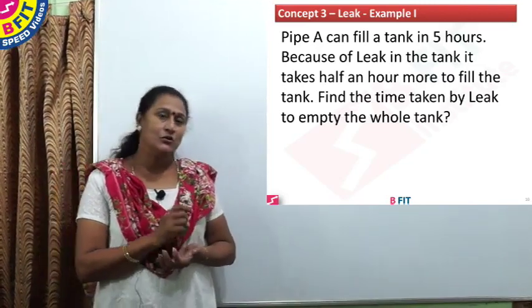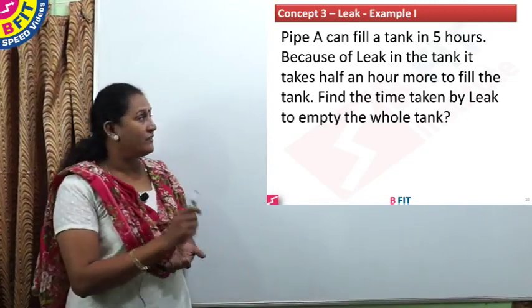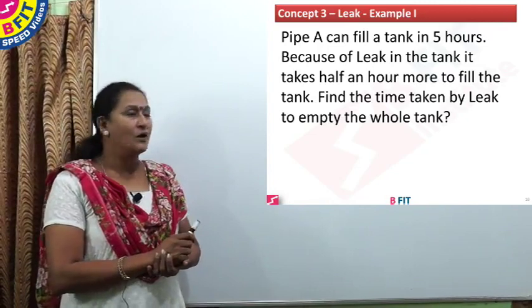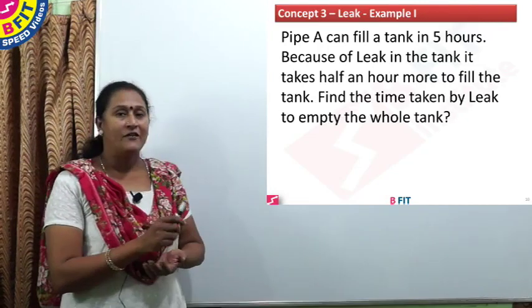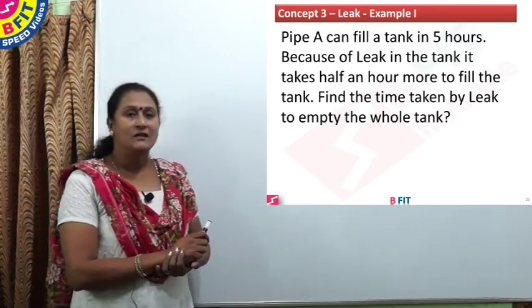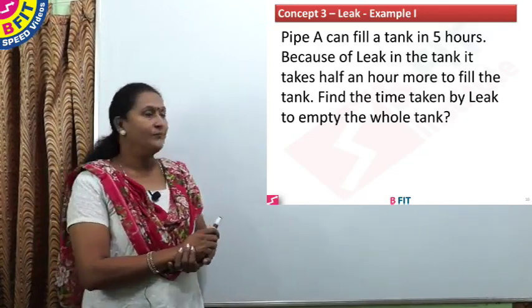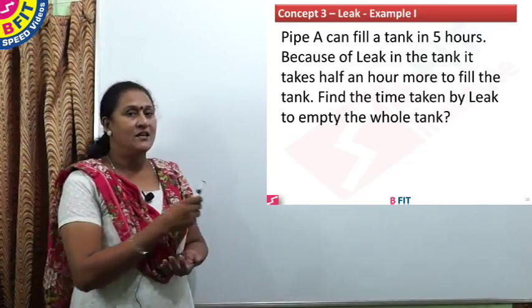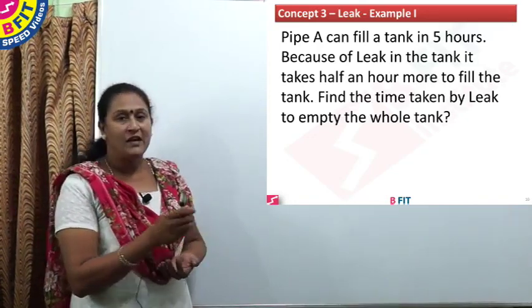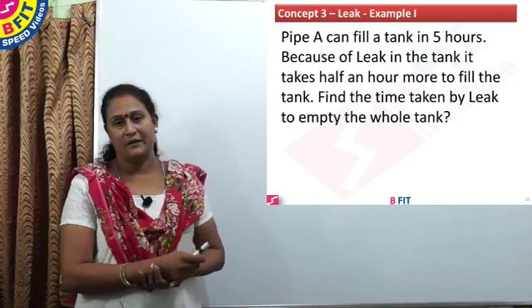So here the usual time taken by pipe A is 5 hours, and because of the leak it is taking half an hour more. So now what is the time taken? Half an hour plus 5, so 5.5 hours. Now what is the time taken by the leak to empty the whole tank? Using the same concept, that formula, product of time by difference in time, we can find the time taken by the leak to empty the whole tank.